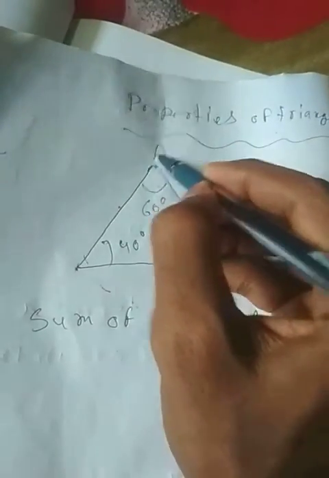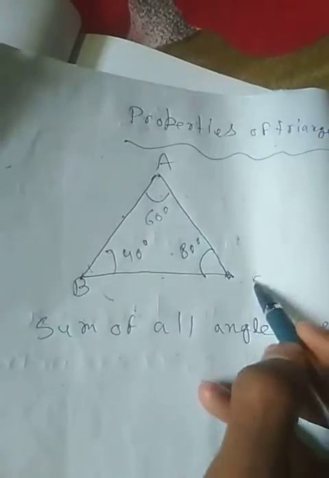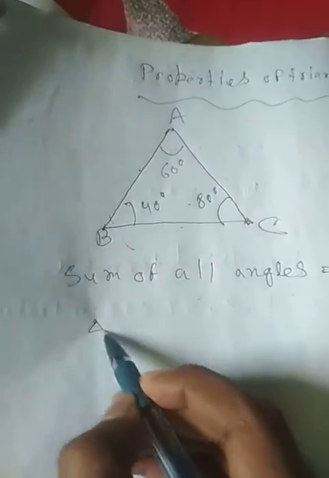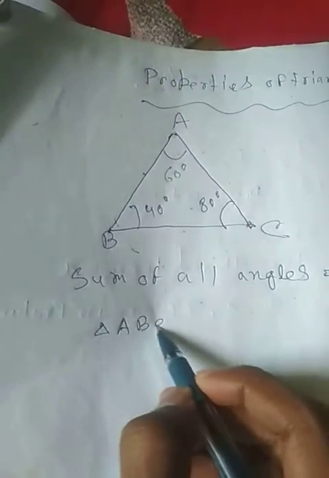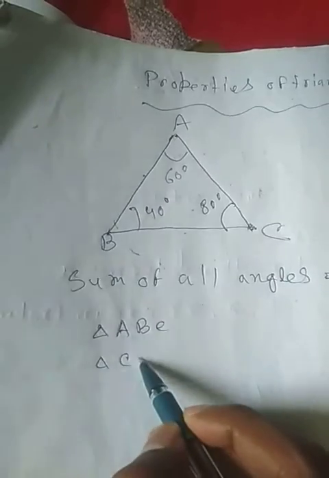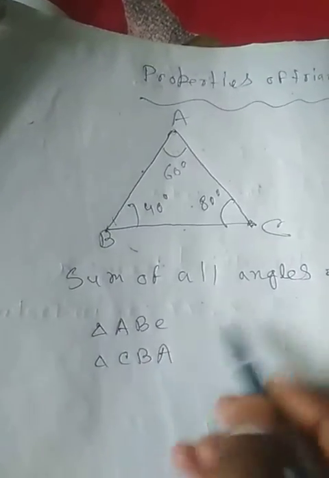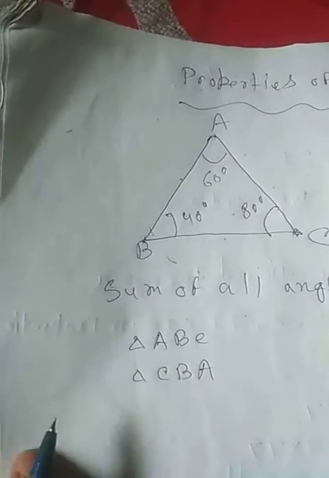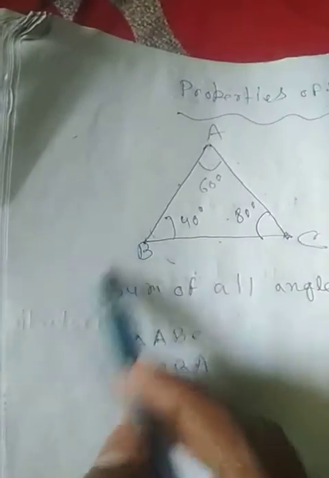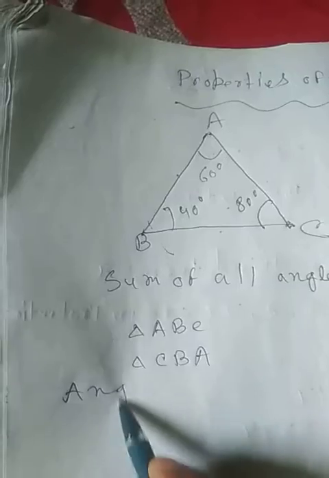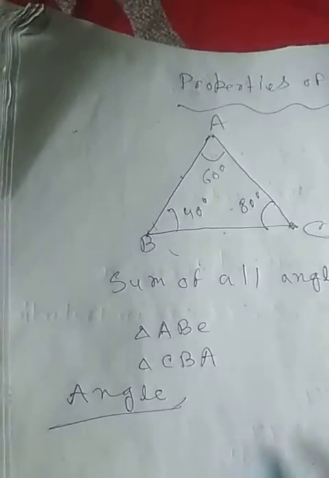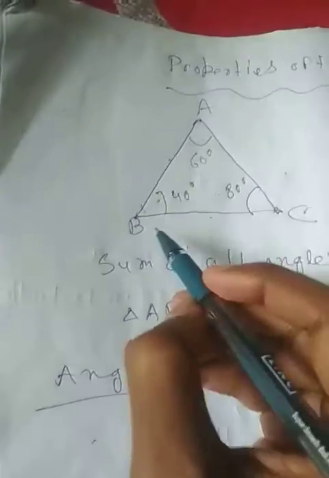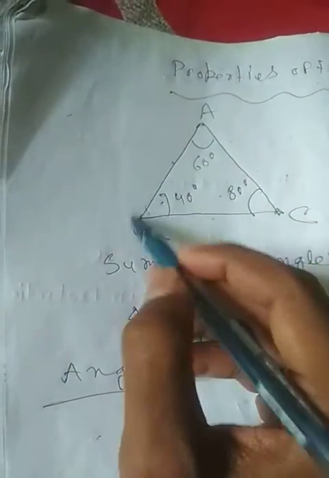Now how to write the name of a triangle? Like I am giving the name ABC. So the name of the triangle is ABC, or I can say CBA. You can write the name in different ways. Now there are three angles. How can you write the name of an angle of the triangle? Like you want to write the 40 degree angle. Whichever angle you are writing, you have to write that in the middle.